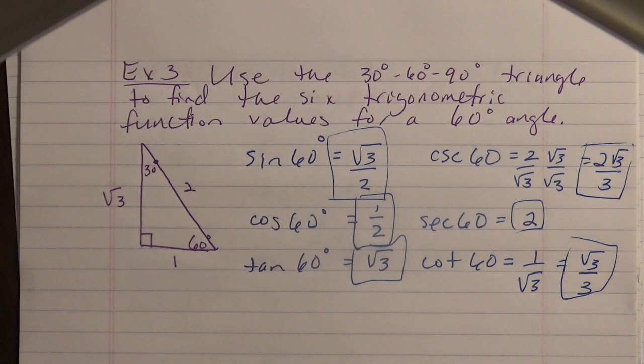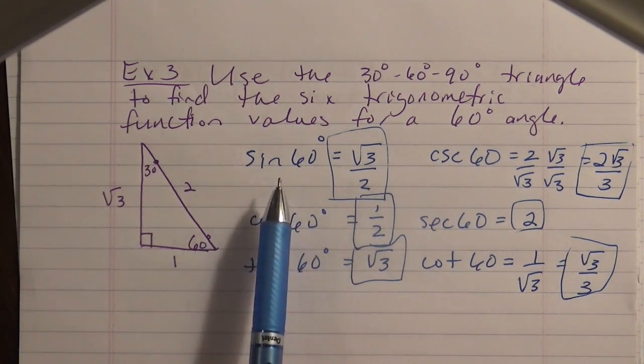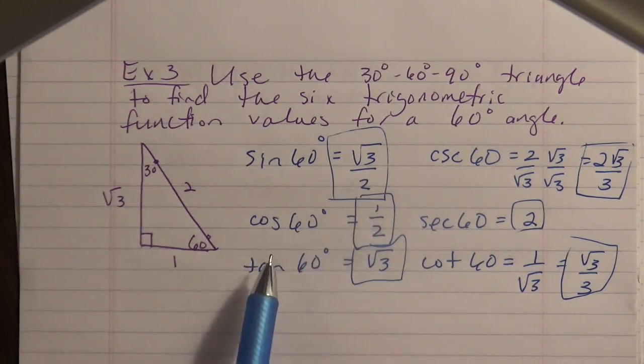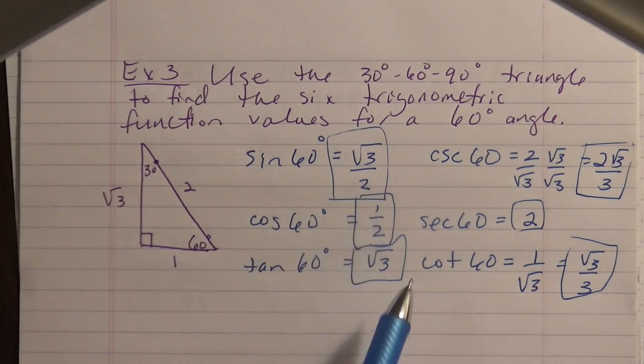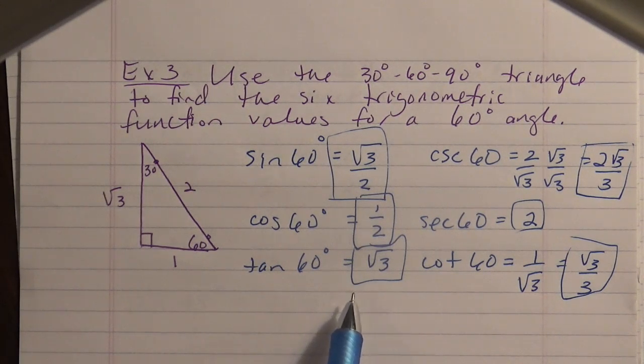Now, these values that we just found will always be true. So, sine of 60 is always square root 3 over 2. Cosine of 60 is always 1/2. Tan of 60 is always square root 3. Look at your unit circle.